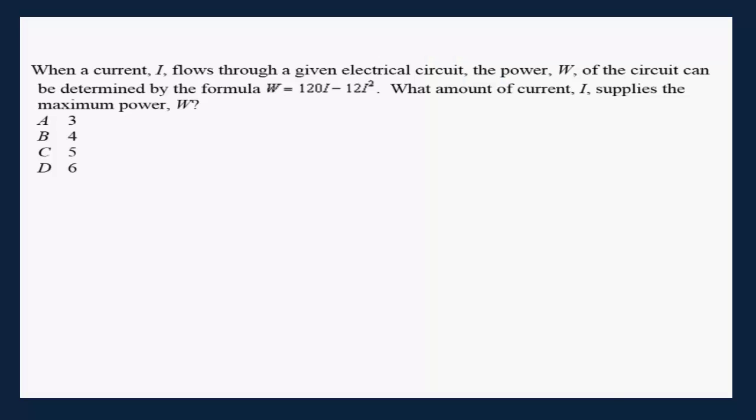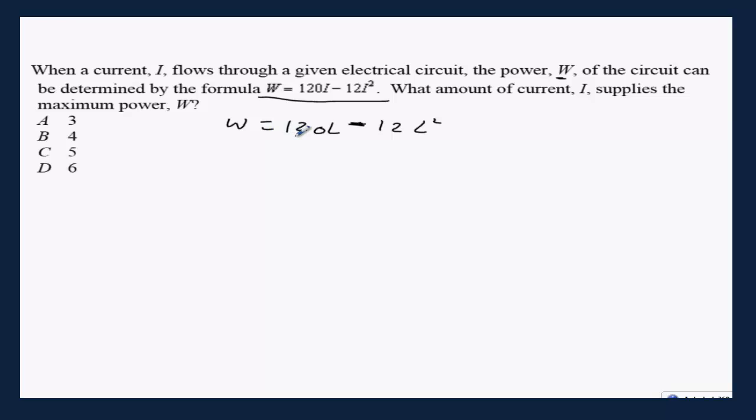Hi, I will be helping you today in finding the axis of symmetry in a parabola. When a current I flows through a given electrical circuit, the power W of the circuit can be determined by the formula W equals 120I minus 12I squared. What amount of current I supplies the maximum power W?